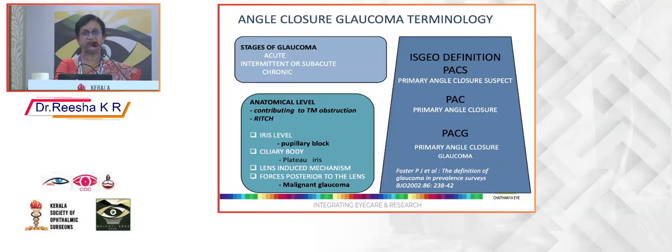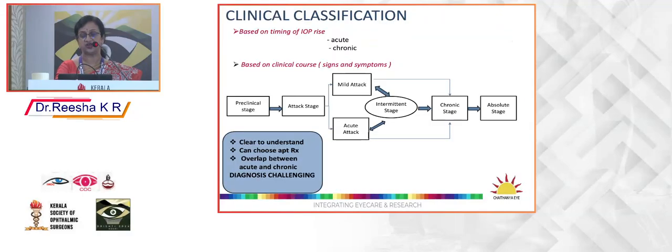There are various ways of classification of primary angle closure glaucoma. These are all depicted on the slide. But what we need to understand is that we still need to have a comprehensive, well-accepted system on primary angle closure, for clinical as well as research purposes.